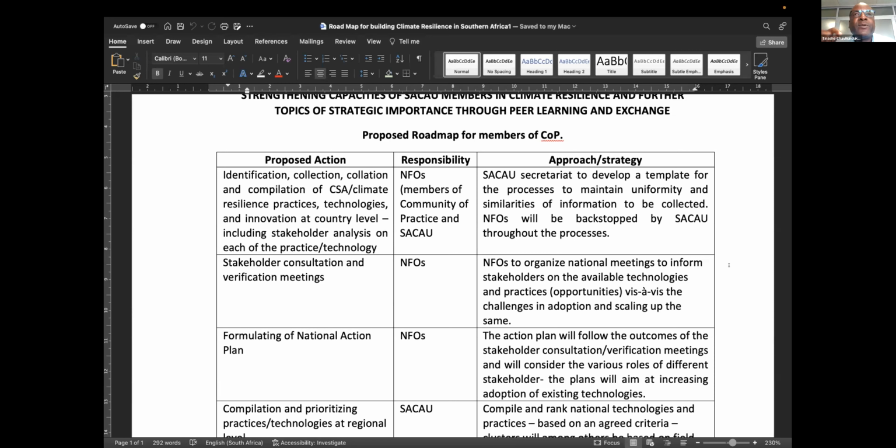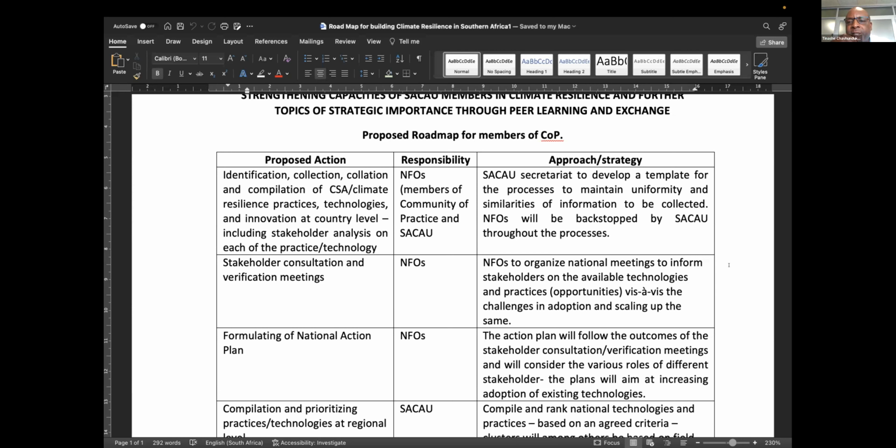So we would want them to take charge of this piece of work and support the consultant who will be collecting all this information on the ground, but also talking to the stakeholders, like I already said.